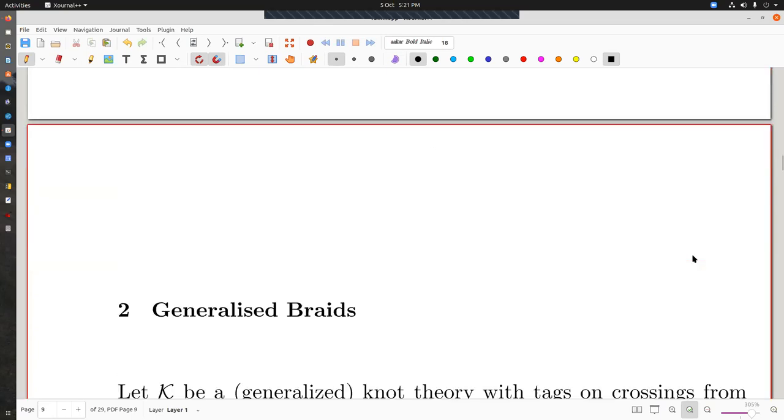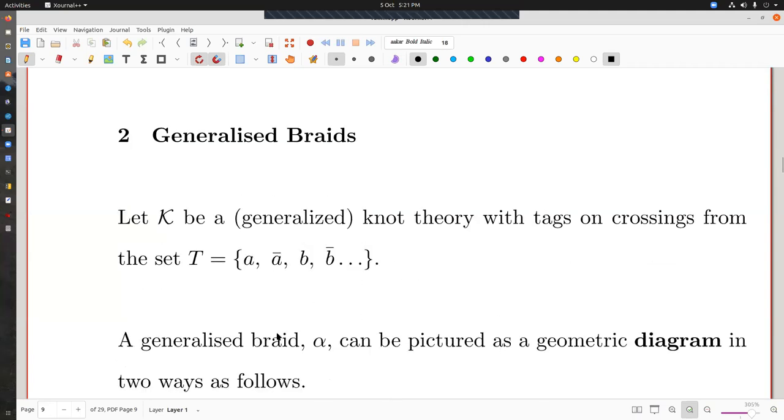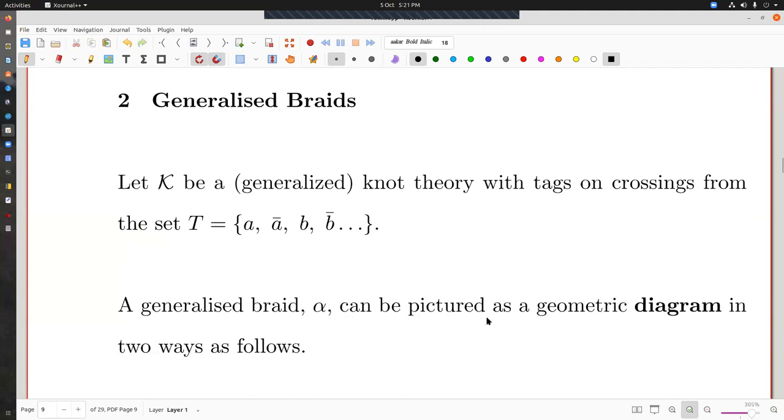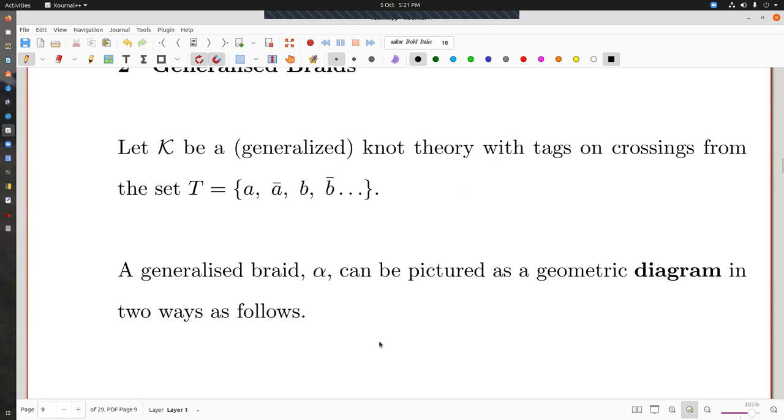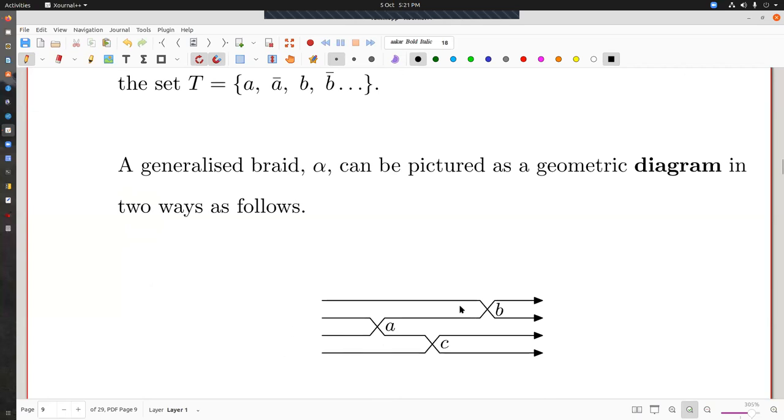Right, what's next? Generalized braids. Okay. So we take a generalized knot theory and we want to make a braid theory out of it. Supposing these are the elements of the tags for this generalized knot theory. And now a generalized braid alpha can be pictured as a geometric diagram. Well, there's two ways of doing it, and they both have their uses. Here's what you might expect a braid to look like.